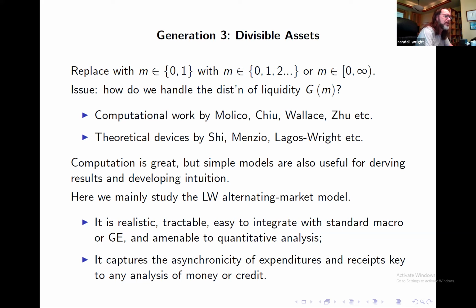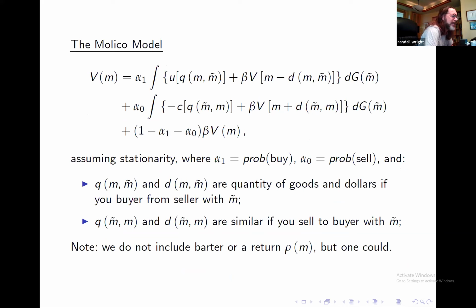Let me first show you some of the issues. So here's what Miguel Molico did about 15 years ago. He's now at the Bank of Canada. And when he was doing this, it was really pushing the bounds of computational economics pretty far. So suppose we take exactly the same framework, but allow you to have any money holdings in zero infinity, any non-negative number. Well, this value function looks a bit oppressive, but it's actually very intuitive.